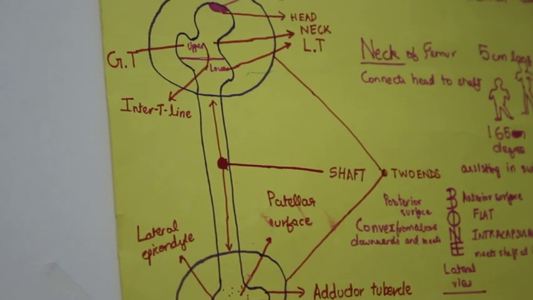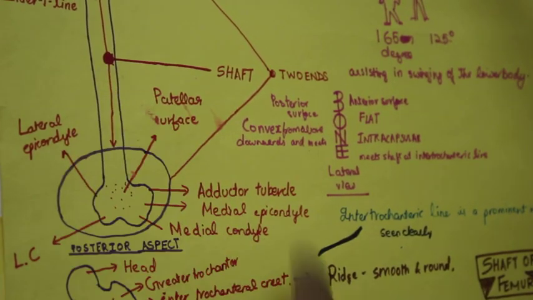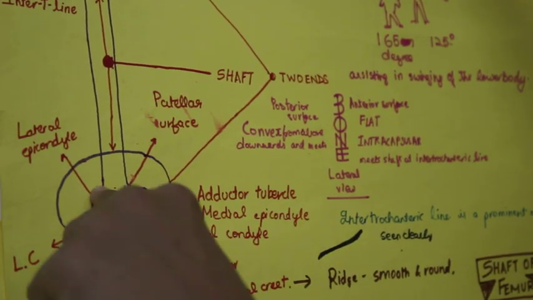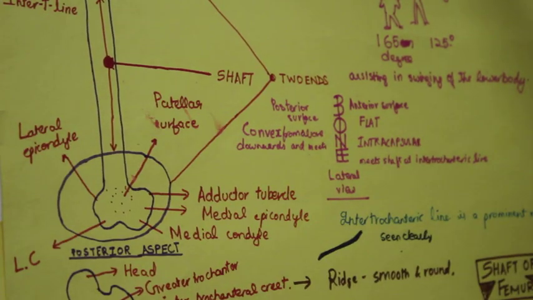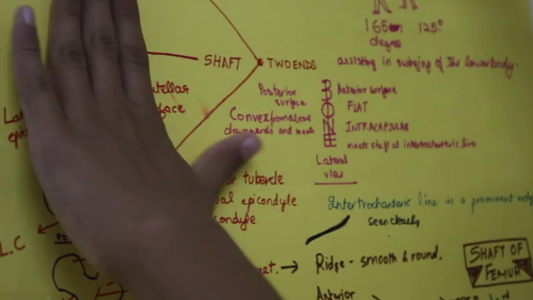So this is called the adductor tubercle. This is the medial epicondyle, this is the medial condyle. This is the lateral condyle, this is the lateral epicondyle. This is how it looks. Now let's see the posterior aspect. This is the head on the posterior side. Just turn the bone around.